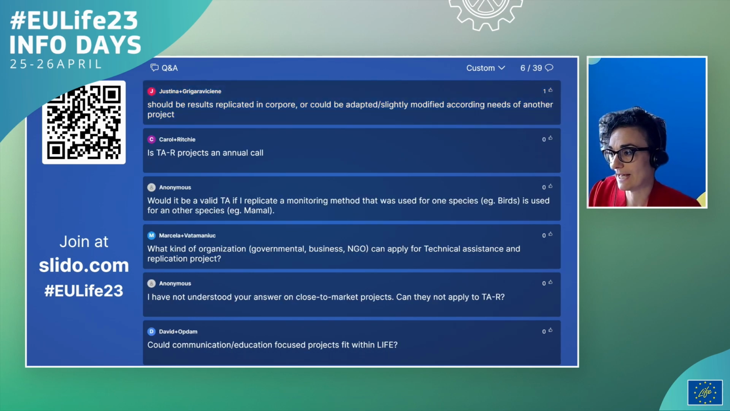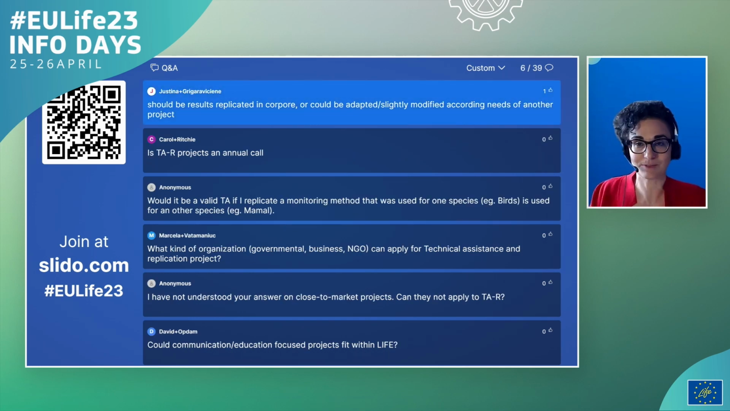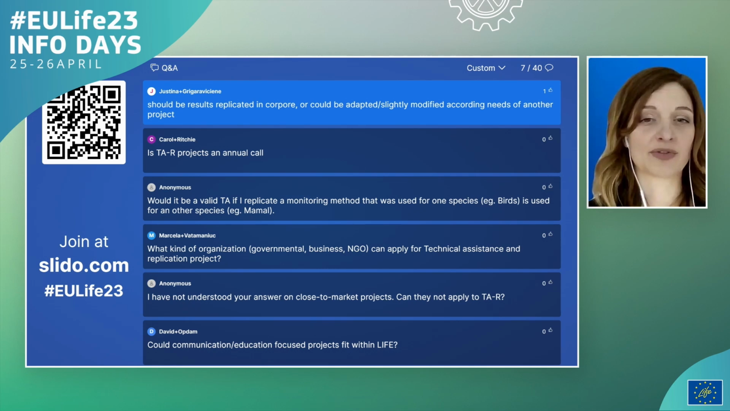Justina and Grigaravacina. Oh my God, I'm sorry, I pronounced that wrong for sure. Should results be replicated in corpore, or could they be adapted, slightly modified according to the needs of another project? I think it should be modified, again, I'm repeating myself, in a way that makes sense. I wouldn't just replicate something for the sake of replicating it, but so that it really can result in the biggest impact.